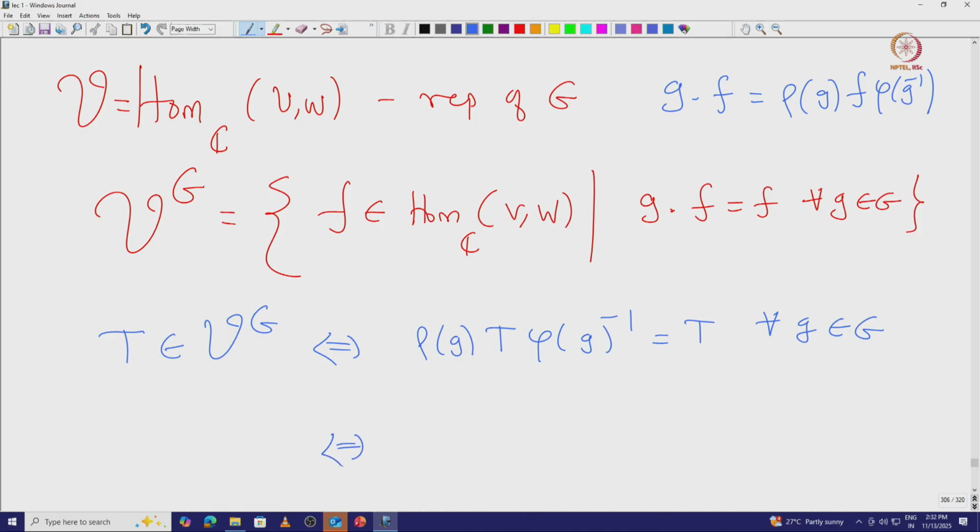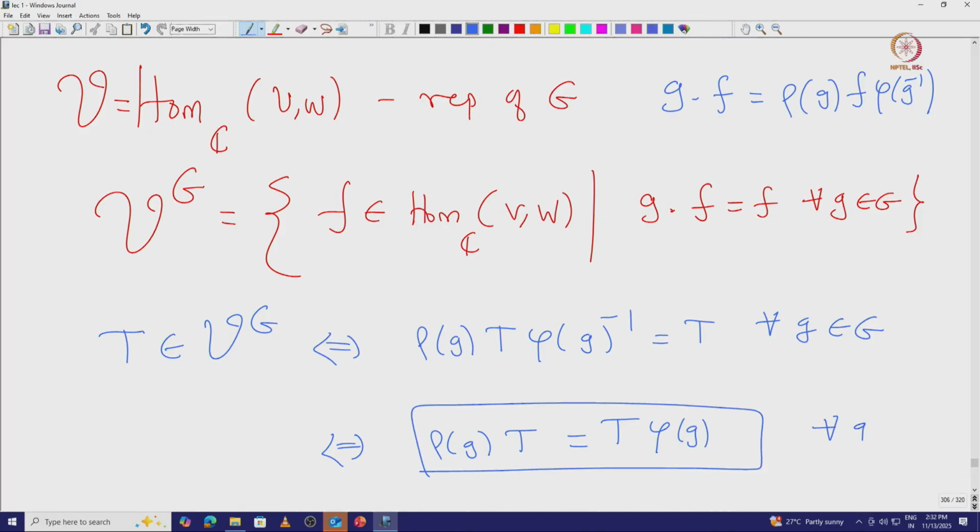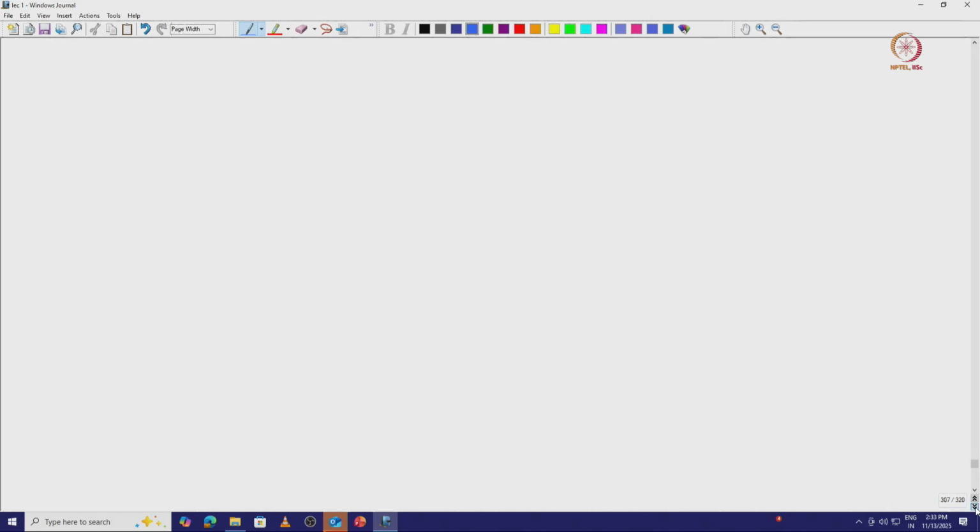So, that means if and only if you can see that rho(g) composition T is exactly equal to T composition phi(g), and this is true for all g in G. So, that means T is indeed an intertwining operator, that means T is a G-invariant map. So, this verifies that the fixed point subspace is indeed equal to the space of G-invariant maps from V to W.